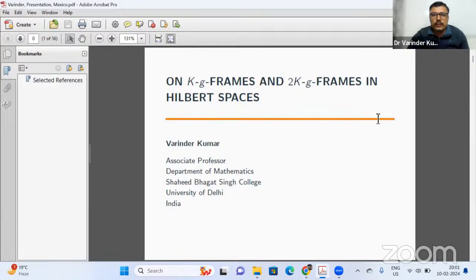As Professor Sumit told you, my talk will be on KG frames and 2 KG frames in Hilbert spaces. Basically in this talk, we are going to talk about some properties and results that we have obtained in this direction. This work has been done jointly with Ms. Sapna Malhotra, who is a research scholar with me.